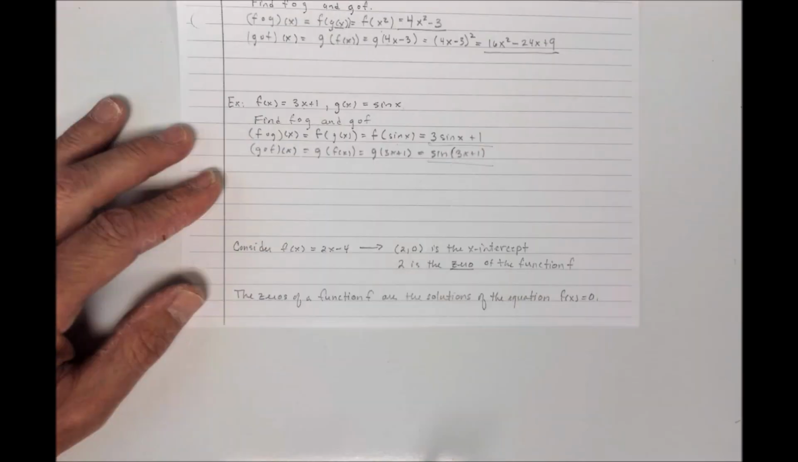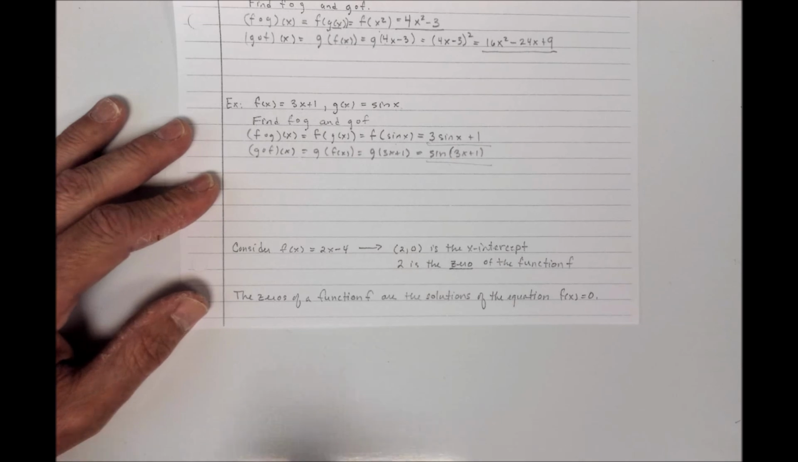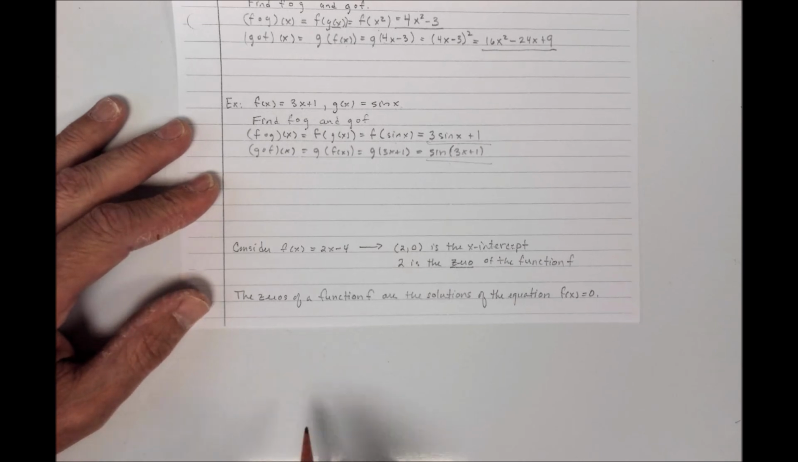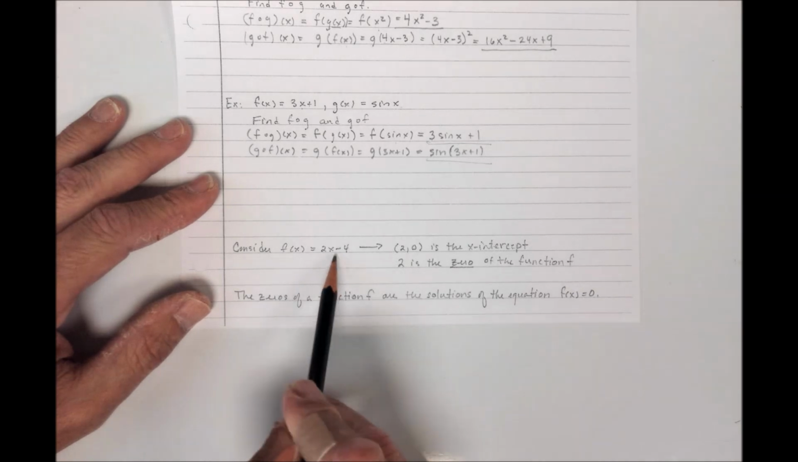All right, now we're finishing this stuff up. This is a very long section, and I know you're probably getting more than a little bored listening to my voice going through all this, but let's consider the function f of x equals 2x minus 4.